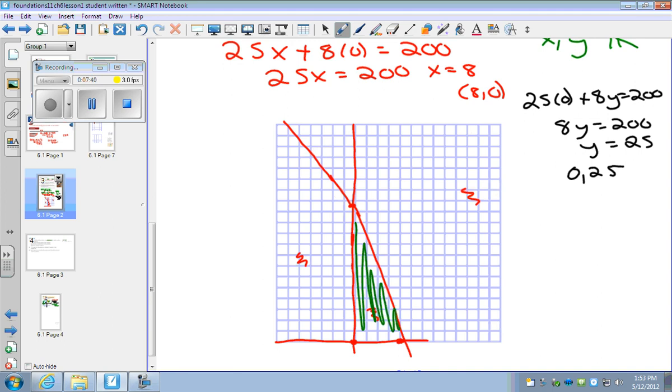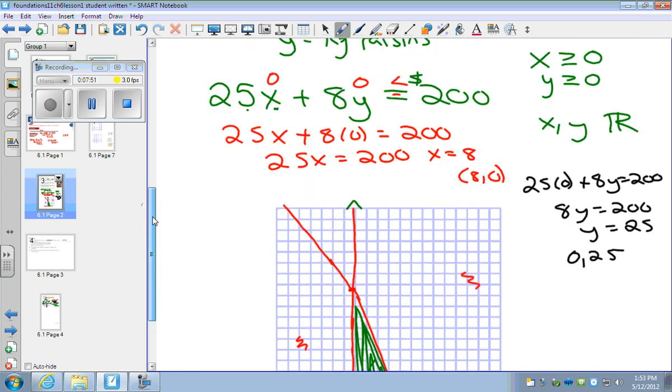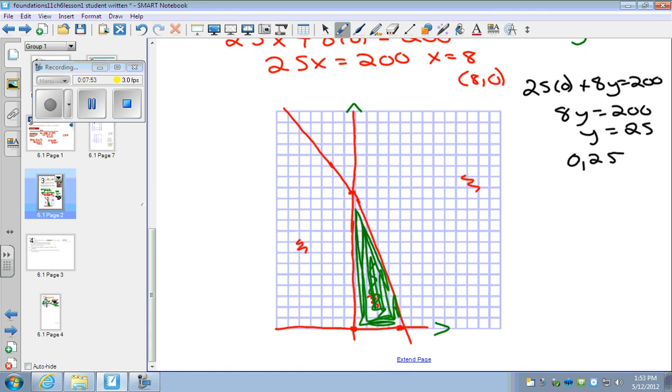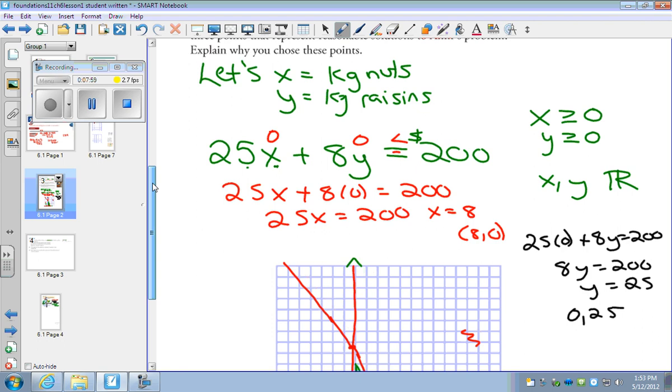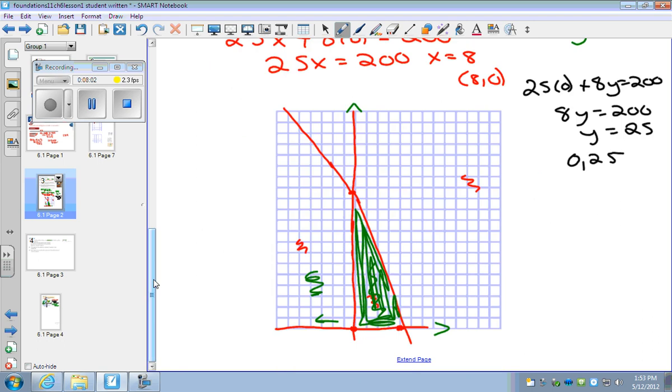And now the important thing to notice is that I only filled in the part that was within the x and y axes. And the reason I did that is because remember we said that x and y were both greater than 0. If I would have colored in this point, I would assume that x could be less than 0. I would assume we could have negative kilograms of nuts. If I colored in this region under here, I could say, well, we have a negative amount of raisins. And if I would have colored in there, it would have been negative raisins and negative nuts, which doesn't make sense. So I'm only coloring in that region if I want things that are less than or equal to $200.